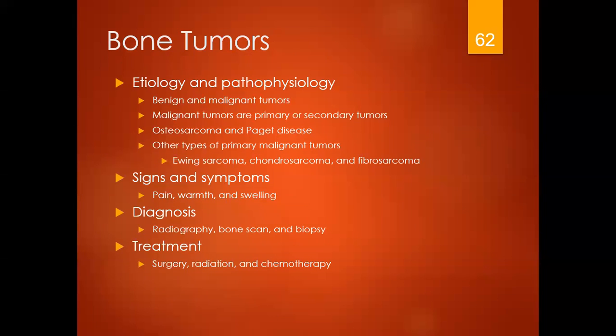Other types of primary malignant tumors include Ewing sarcoma, chondrosarcoma, fibrosarcoma. We have a lot of pain, warmth, swelling at the site. We do x-rays, bone scans, and biopsies. Remember, bone scans tell us about tumors.